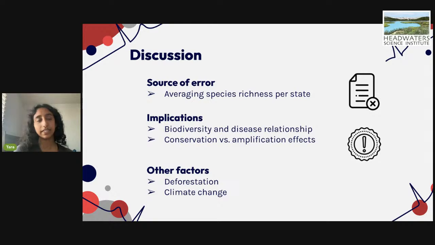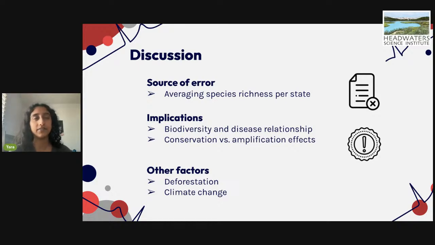And the negative relationship between biodiversity and Lyme disease shows that conserving biodiversity would be a big step in reducing some vector-borne diseases, but for Salmonella, where the amplification effect occurred, public health interventions will be required that monitor and control these kinds of infections across multiple species.